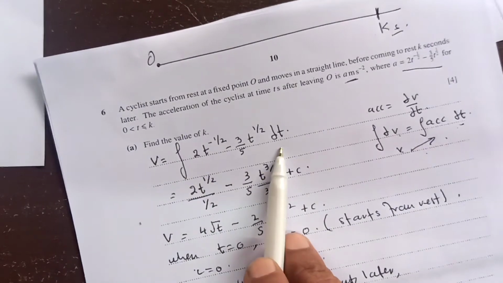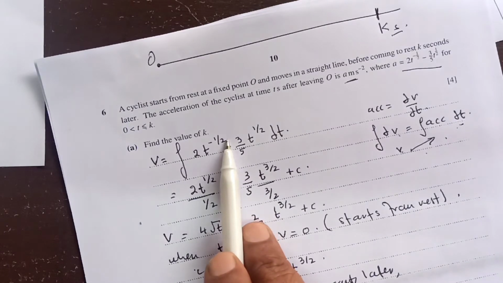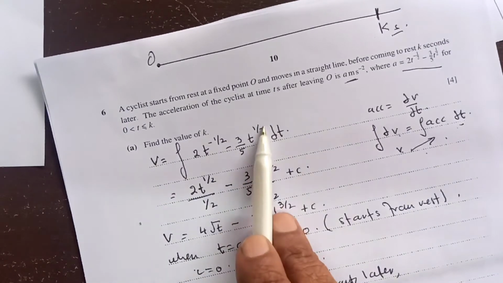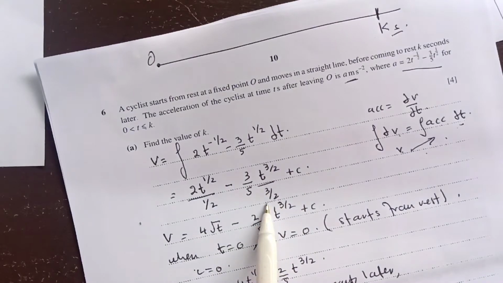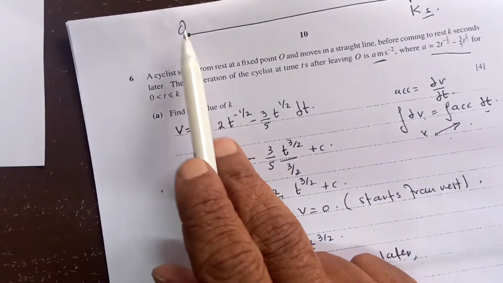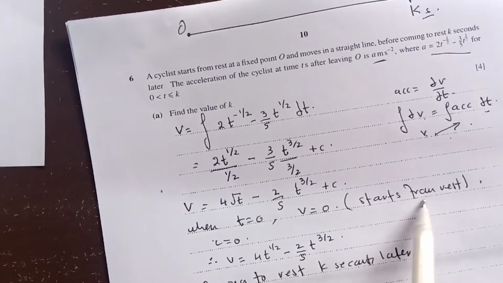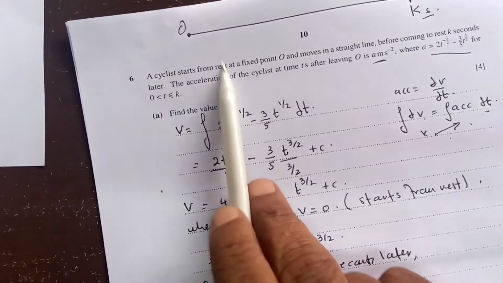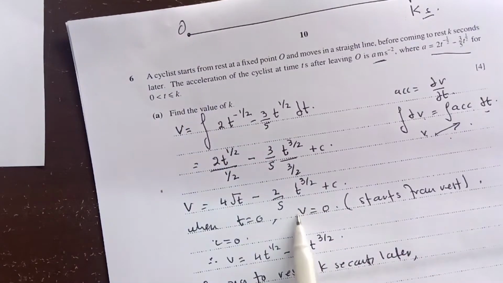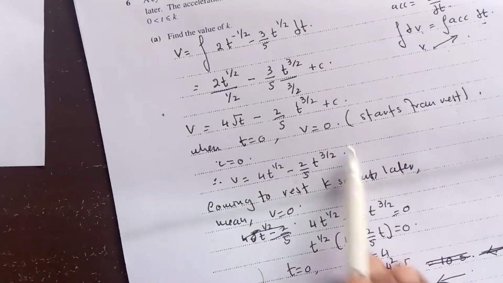You integrate. When you integrate, you add 1. Then you add 1 to this, it becomes half. You divide by half. You add 1 to this, it becomes 3 upon 2, divide by 3 upon 2. You simplify. Now, initially, when t is equal to 0, v is equal to 0. Why? Because you are told that it starts from rest at point O. This is why I replace v with 0. When you replace t with 0 and v with 0, you will get c equals 0. So what is the velocity? It is this relationship.